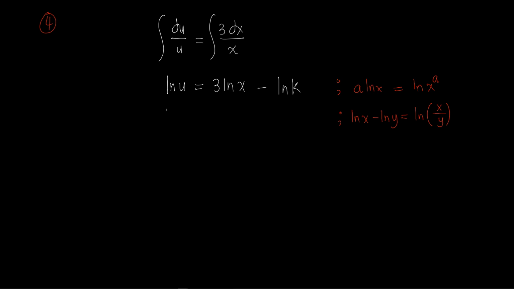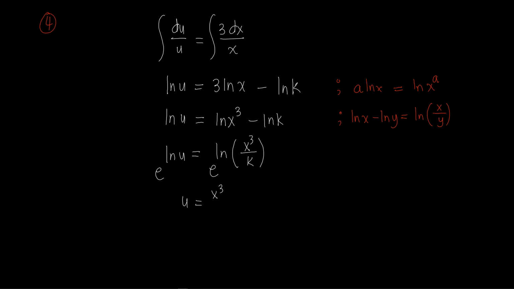So, ln u is equal to ln x cube minus ln k. Okay, then ln u is equal to, pagsamahin natin sila. So, ln of x cube over k. Then, apply e to the power both sides. So, magiging u is equal to x cube over k. So, yan ang target. Okay. Meron na tayong step 5. Meron na tayong u. Dapat kasi naka-u is equal to something siya.